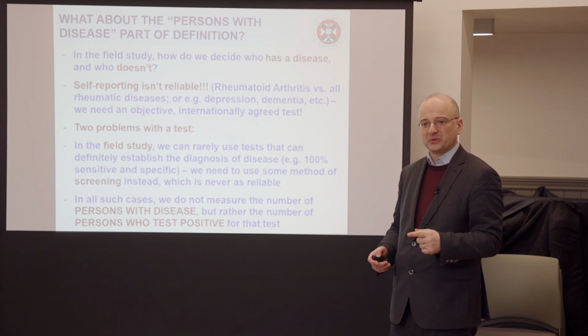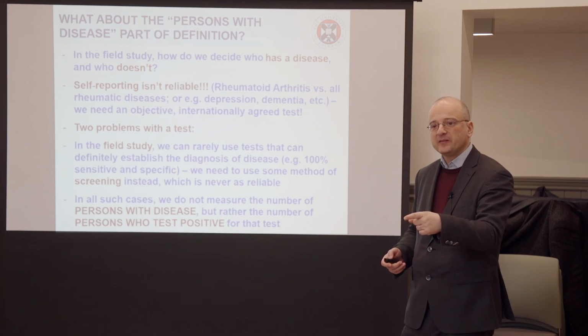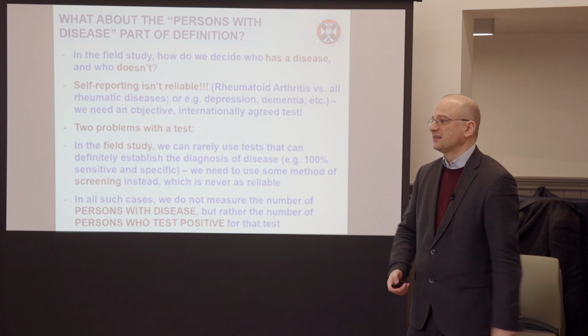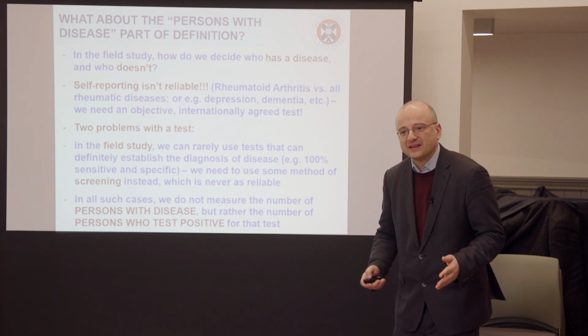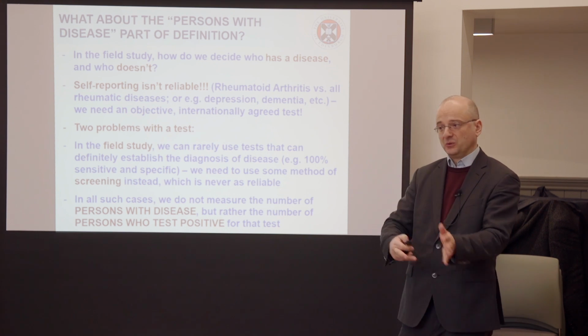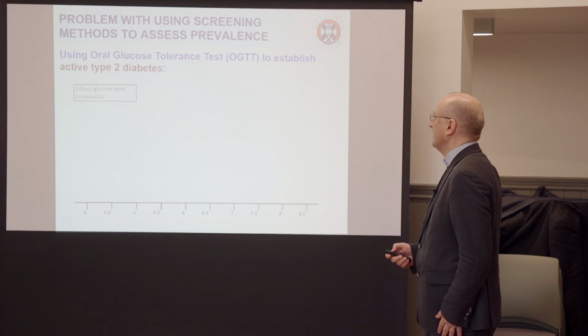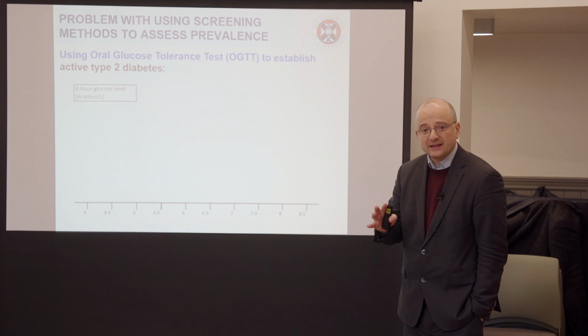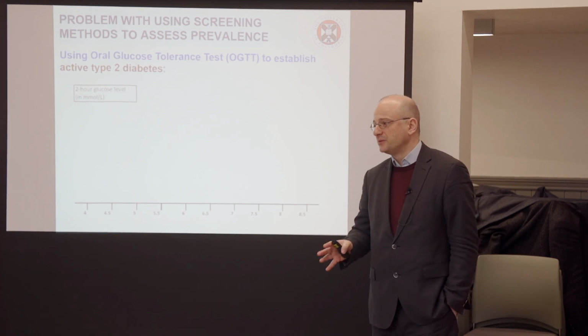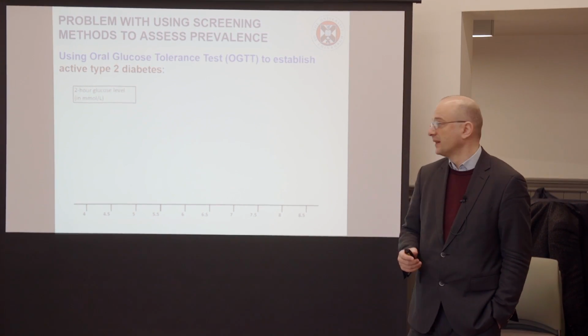Not the number of people who really have the disease, but the number of people who test positive for the test that we are applying. And that may be very similar to who has a disease, but may be very different, as I'll try to explain. Let's say that we're interested in prevalence of type 2 diabetes in the population.